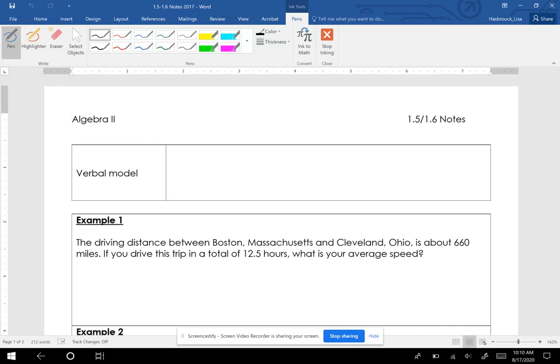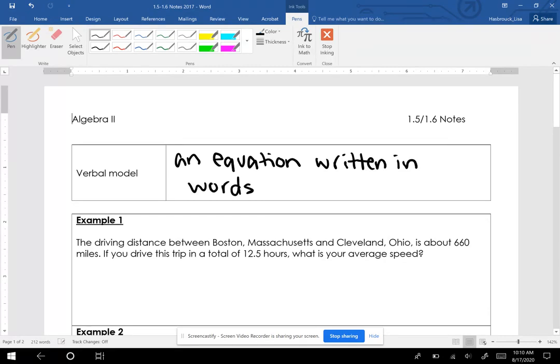The vocabulary we have to begin with is verbal model. A verbal model is just an equation written in words. So basically, it's a sentence describing an equation. Okay? And then you would write the equation from those words. This has a lot to do with word problems, so we're going to look at some of those.